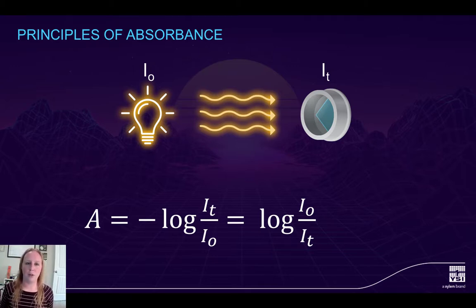So this can be put into an equation known as Beer's law, which says that the absorbance is equal to the inverse log of the transmitted light intensity over the incident light intensity. So you can see the equation here on the screen.